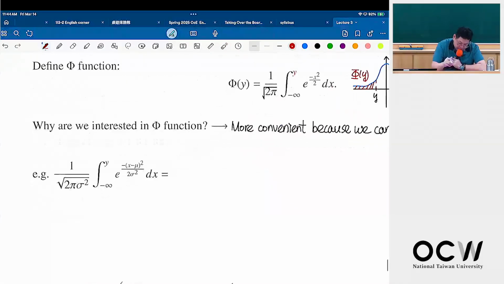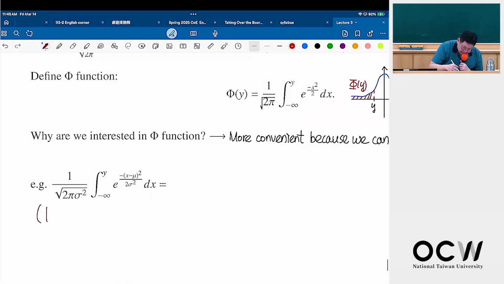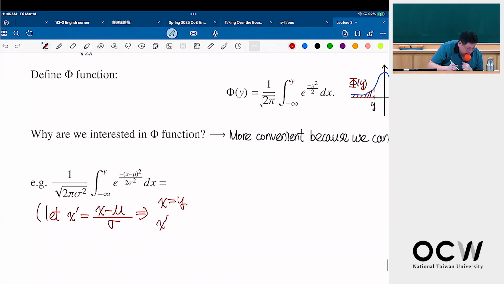Okay. Right here, x prime equals x minus mu divided by sigma, which means if I say x prime equals x minus mu divided by sigma, and x equals y, then x prime will be equal to y minus mu over sigma.